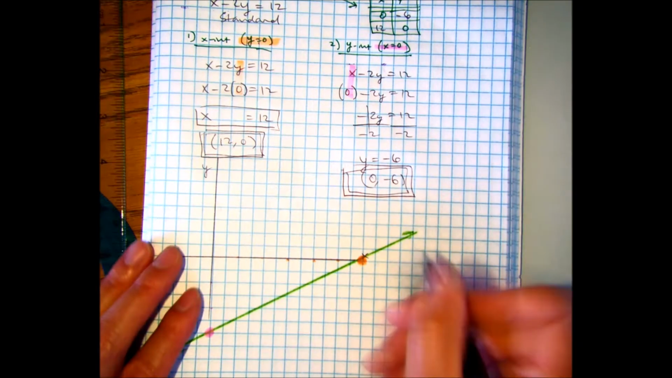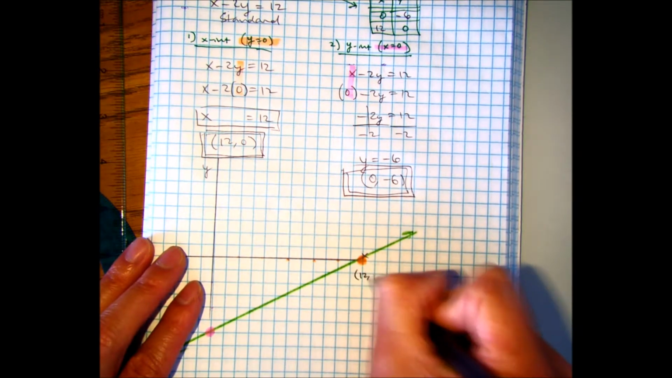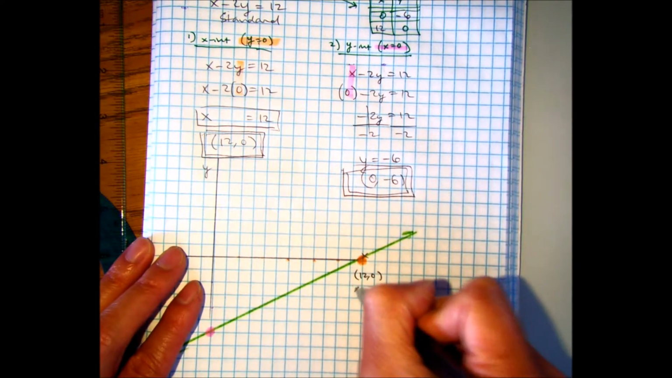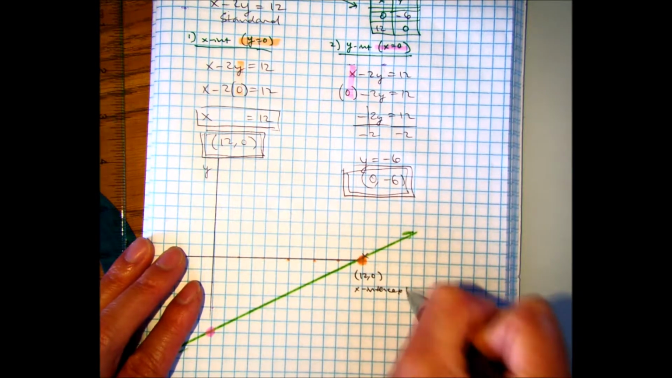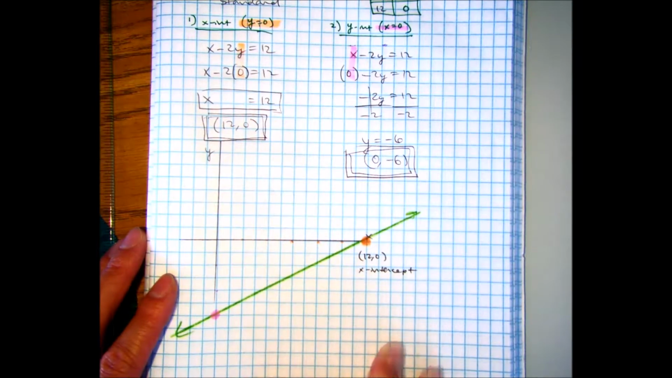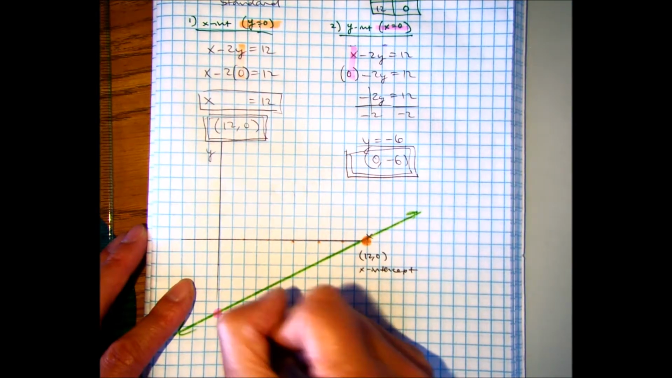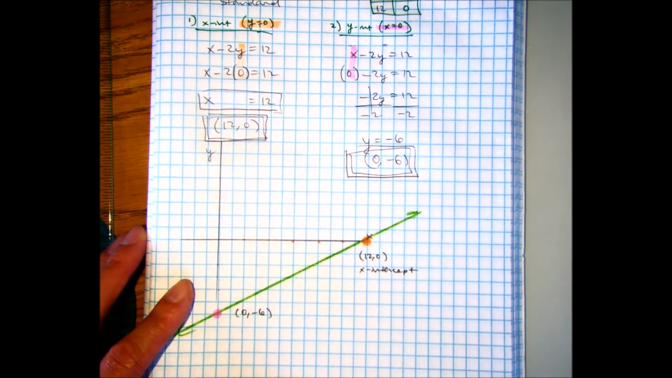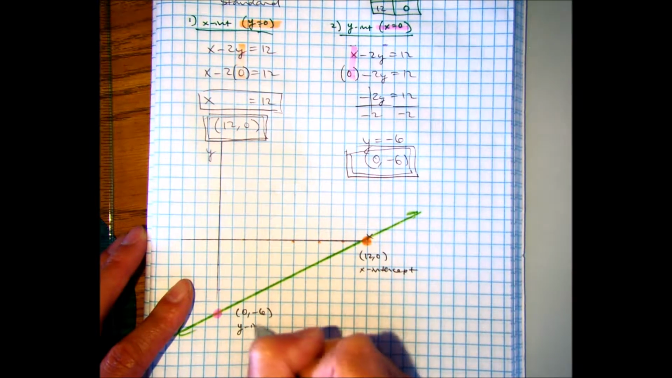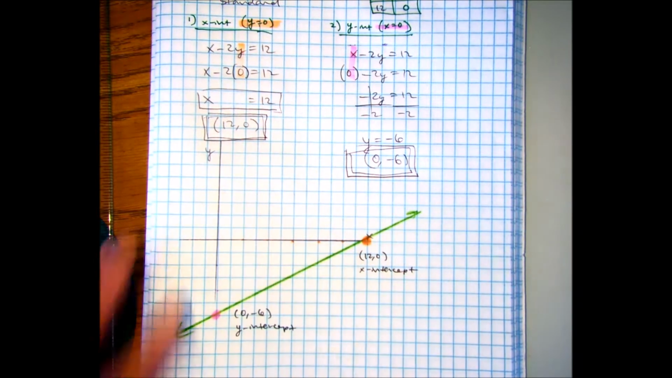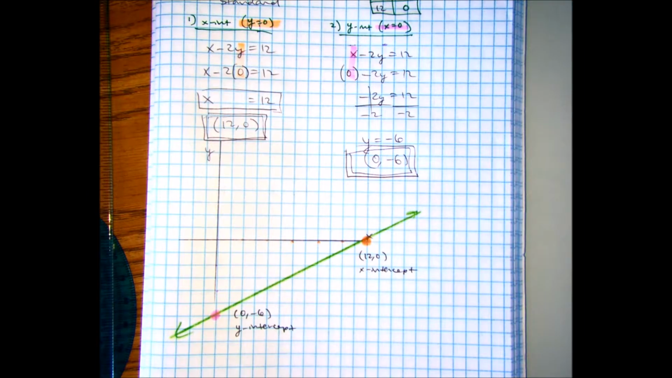Everyone say label. This is what it means to label. 12, 0 is my x-intercept. Class, how would you label the pink one? 0, negative 6 is our y-intercept. And then to double check that, I'm going to show you guys how to find that in your calculators.